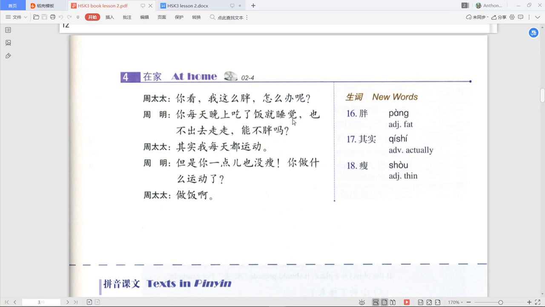也不出去走走啊, 也不 is like you don't even. It does not mean also not. It means not even. 出去走走, not even 出去 go out, 走走 have a walk. 走走 means you have not even gone out to have a walk. 能不胖吗? 能 means can or possible. 不胖 not fat. So is it possible you're not fat? How can you not be fat? Is it possible you're not fat?